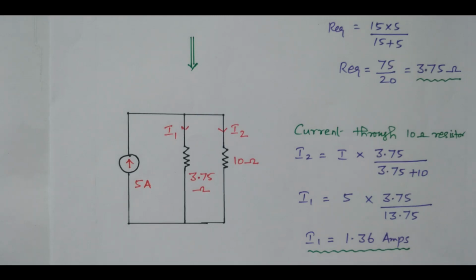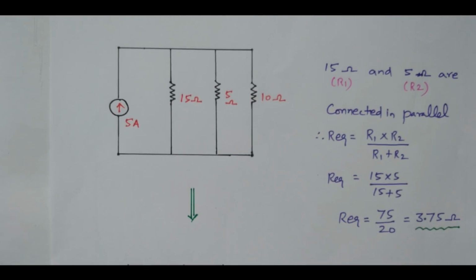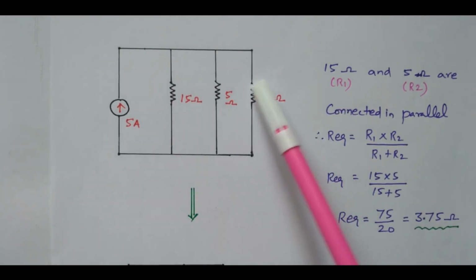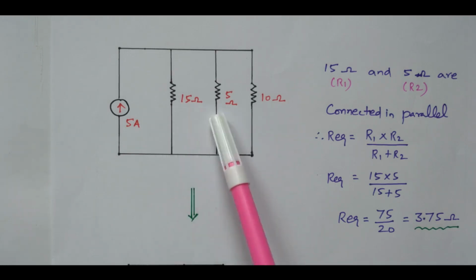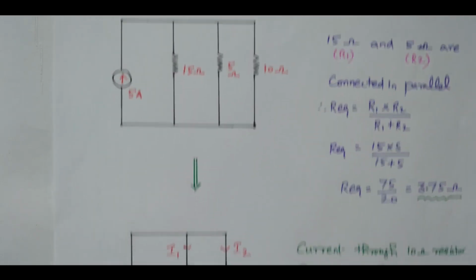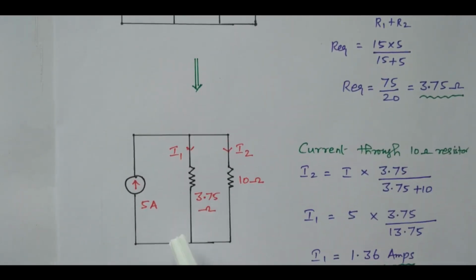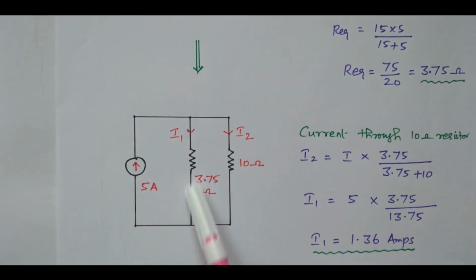So in this problem, there are three resistors available, and we need to find the current through this 10 ohm resistor. In order to apply the current division rule, we made these two into a single resistor because they are connected in parallel. That gives a single resistor, 3.75. After making a single resistor, we can easily calculate the current through either I1 or I2 using the current division rule. So in this problem, we calculated the current through the 10 ohm resistor.